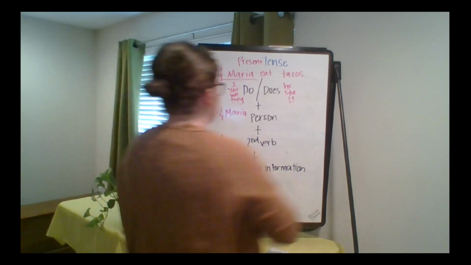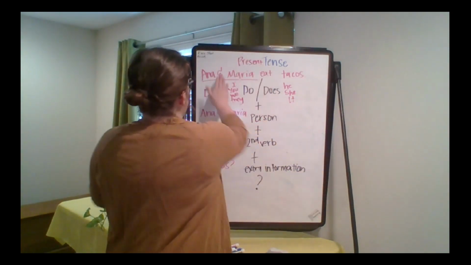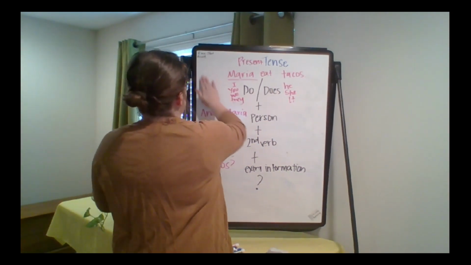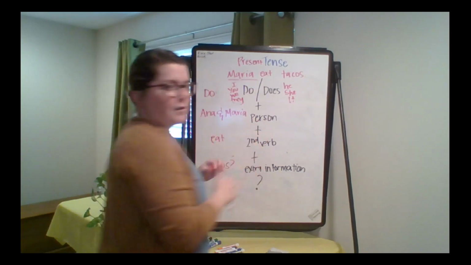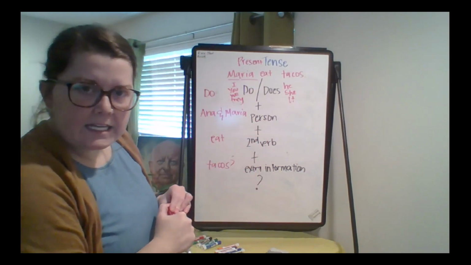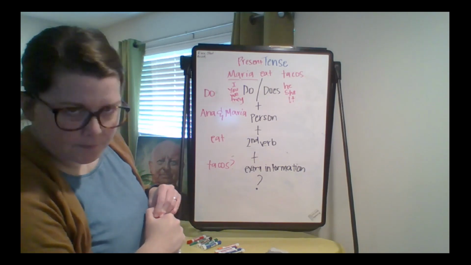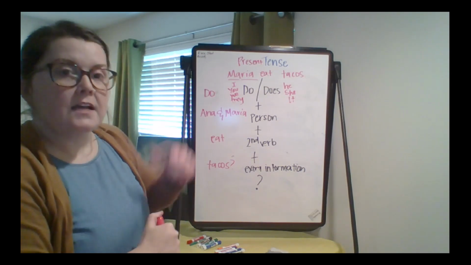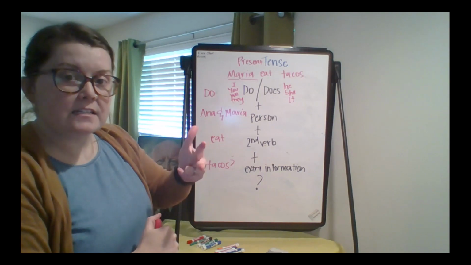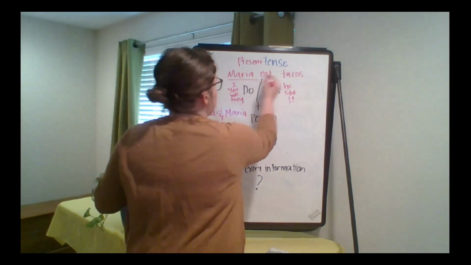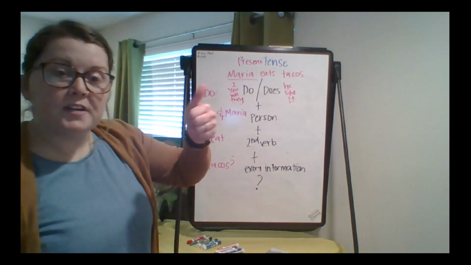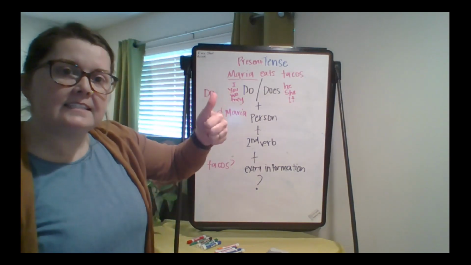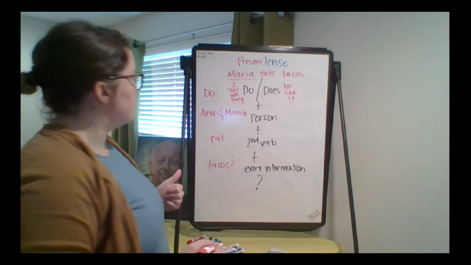Let's do a he, she, it one. All right? Let's erase Anna now. So Maria, ooh, what do we need here? Maria eat tacos? No. In the present, if it's he, she, or it, the verb needs an S. Maria eats tacos. Maria is she. She eats tacos. The verb has an S on it.